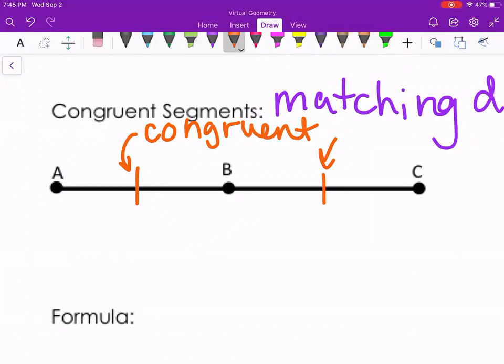Now, that also makes something very special about point B if it does have congruence marks on either side of it. We call that a midpoint.